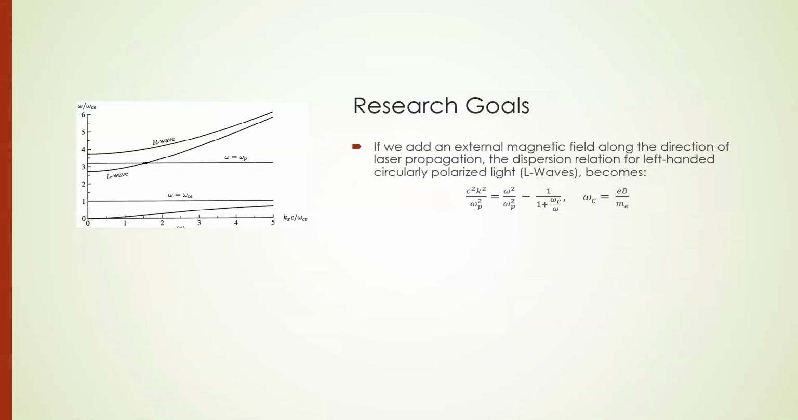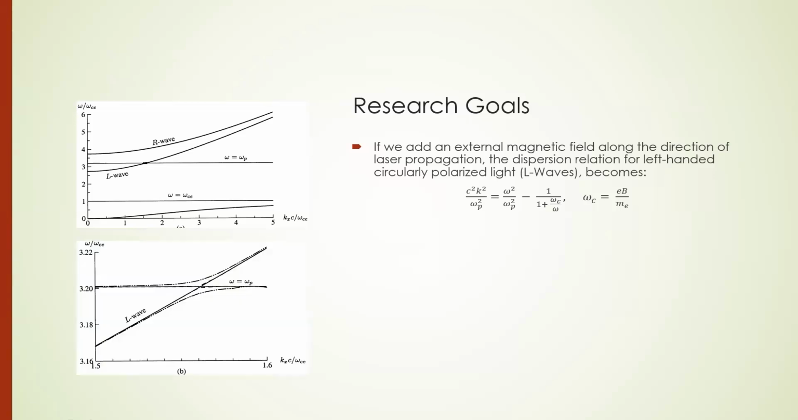So where does my work come in? If we add a magnetic field in the direction of laser propagation, then the dispersion relation for a left-handed circularly polarized wave becomes what is shown here, where omega c is the cyclotron frequency. Here we can see some plots of that. The L wave dispersion is right here, and we can see that it actually intersects the plasma frequency.